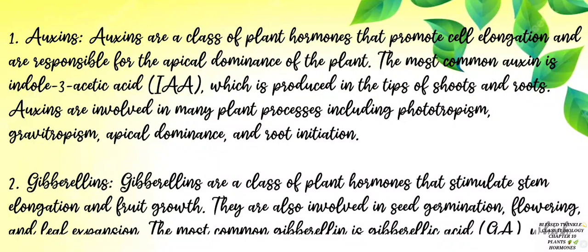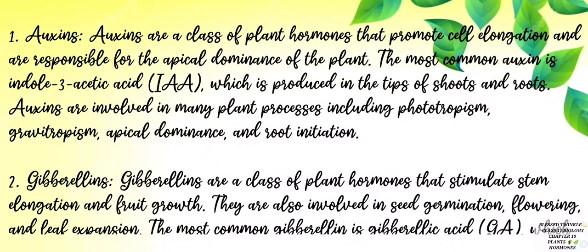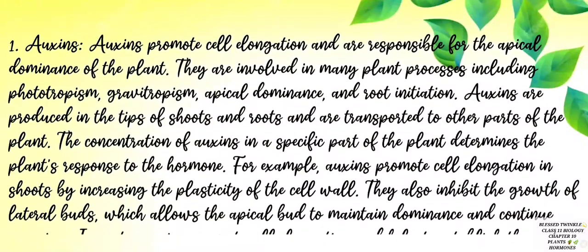Later on we are going to discuss their roles as well. Auxins promote cell elongation and are responsible for apical dominance of the plant. They are involved in many plant processes including phototropism, gravitropism, apical dominance, and root initiation. Auxins are produced in the tips of shoots and roots and are transported to other parts of the plant. The concentration of auxin in a specific part of the plant determines the plant's response to the hormone.